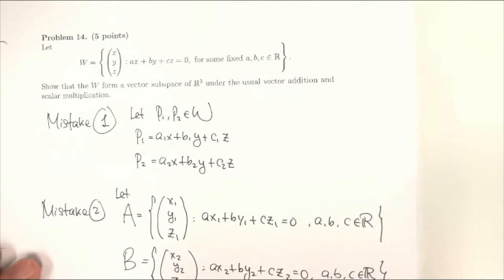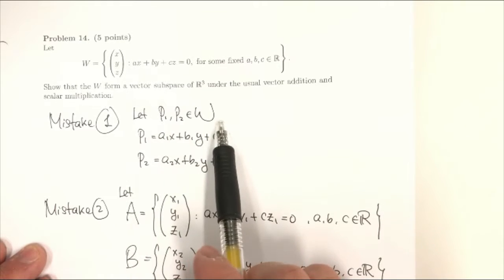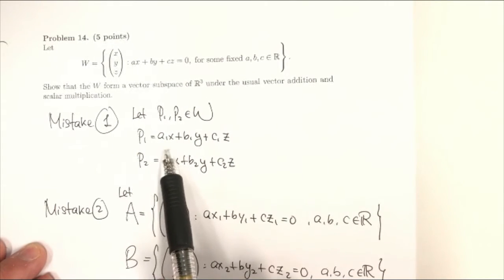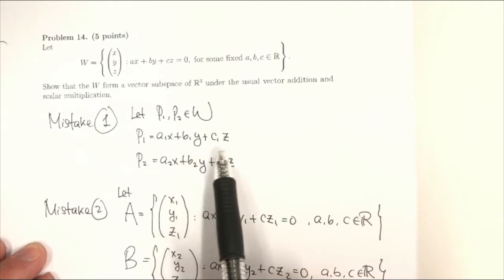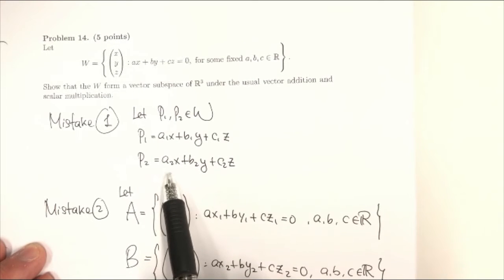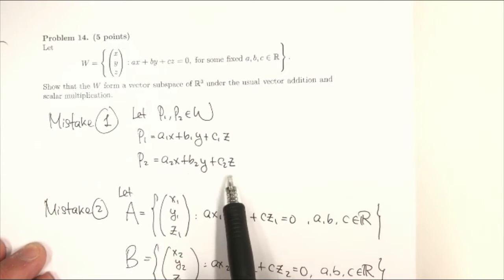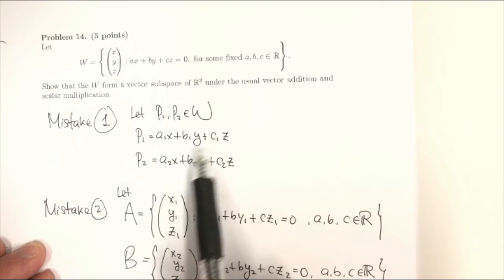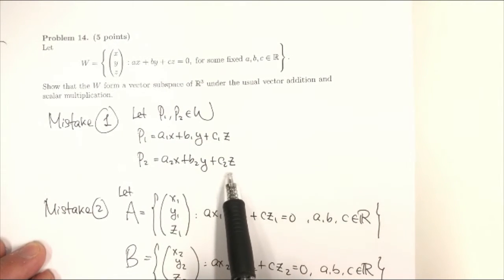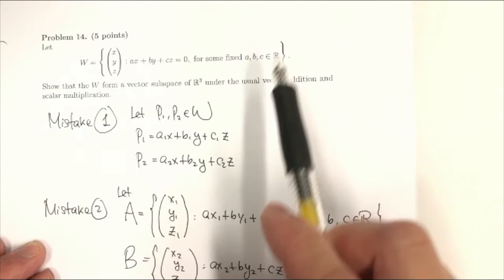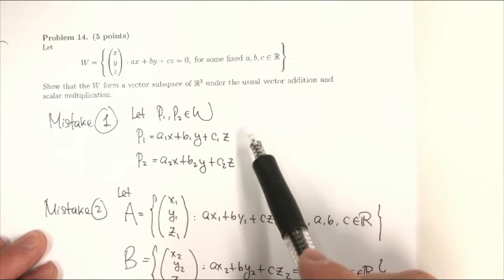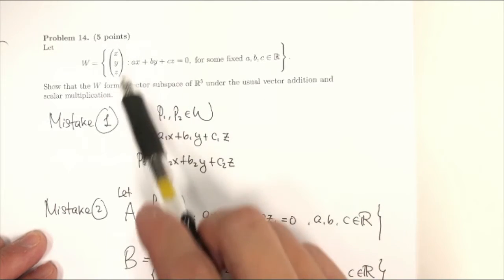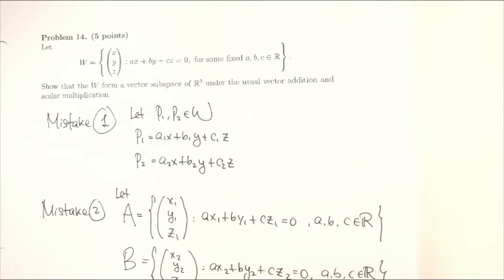Some of the students wrote in the exam that if they take P1 and P2 in W, then P1 is written as A1x plus B1y plus C1z, and P2 is written as A2x plus B2y plus C2z. You see that x, y, and z are fixed, and then A1, B1, C1, and A2, B2, C2 are the ones that vary. So this is a complete misunderstanding of the elements in set W. If you misunderstand what the elements in that set look like, then everything you do is just not going to make sense anymore.